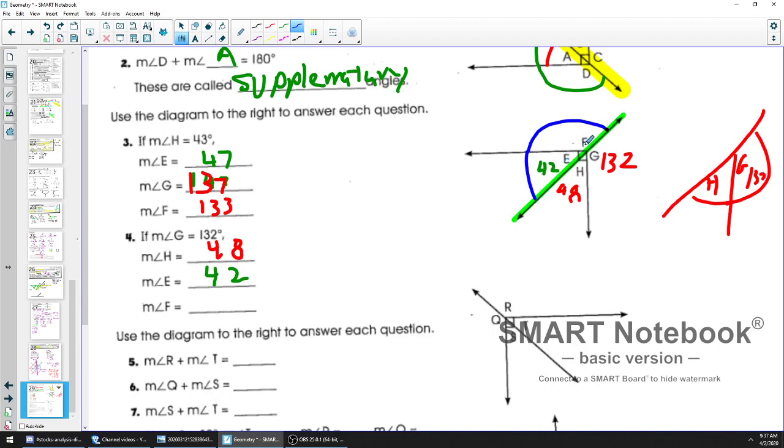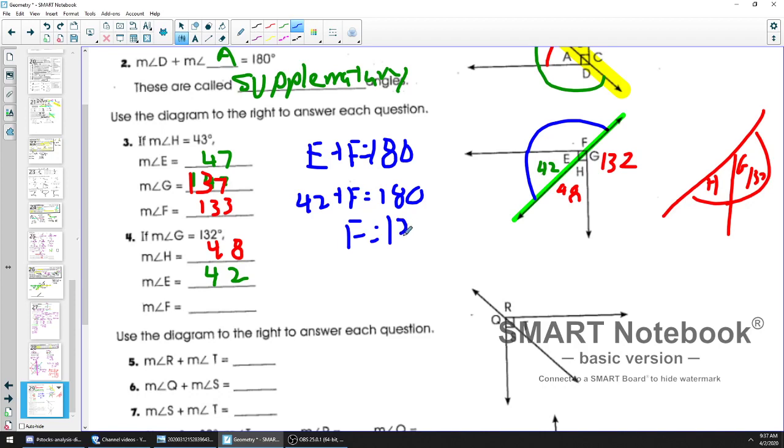So E plus F equals 180. Straight line is 180. I know E is 42. Subtract them from each other and you would get 138. So remember, always break it down. Look for your complementary or your supplementary angles.